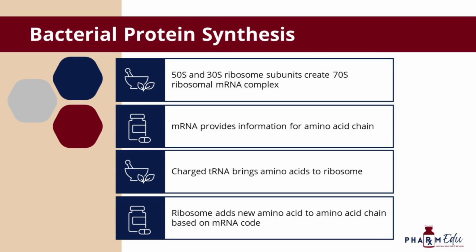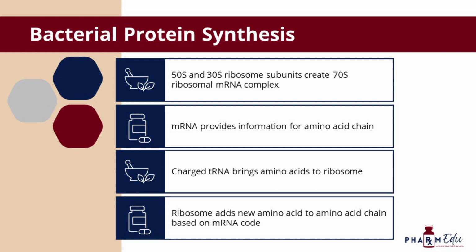In terms of bacterial protein synthesis, the 30S and the 50S ribosome subunits come together to create the 70S ribosomal mRNA complex. Now, mRNA provides the information for the amino acid chain. In the nucleus, the DNA is transcribed into mRNA. That mRNA then brings the prescription of how the protein is going to be made to the ribosome, which is then translated into the amino acid sequence.